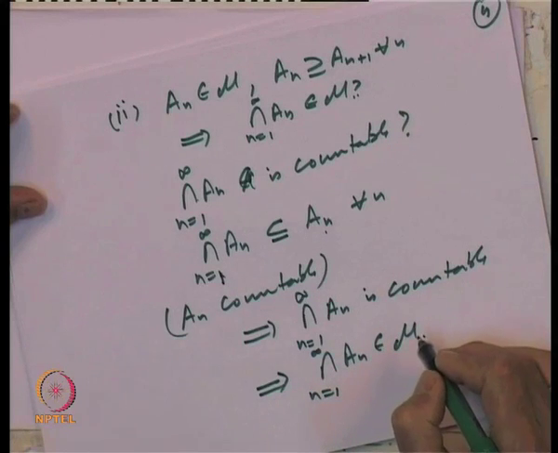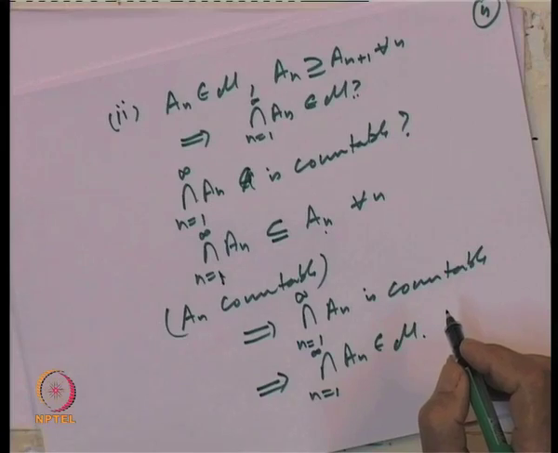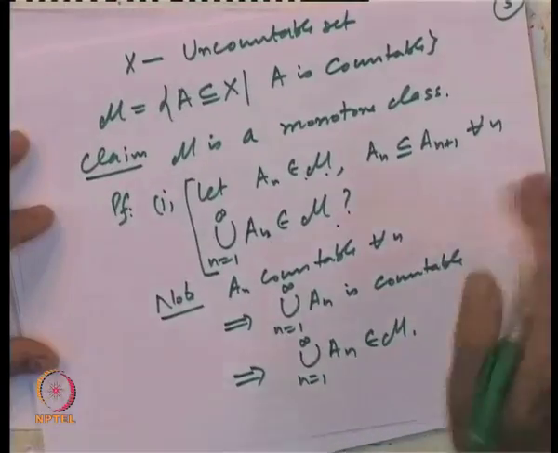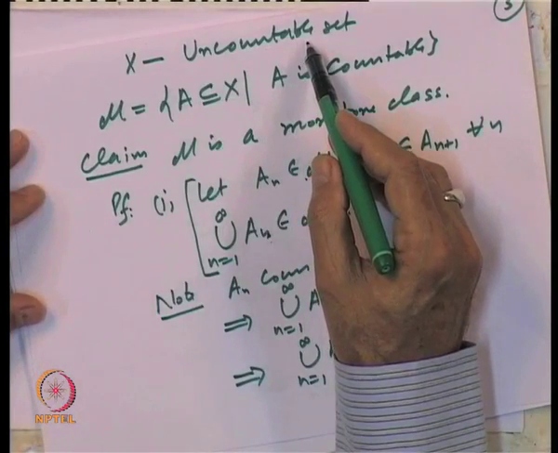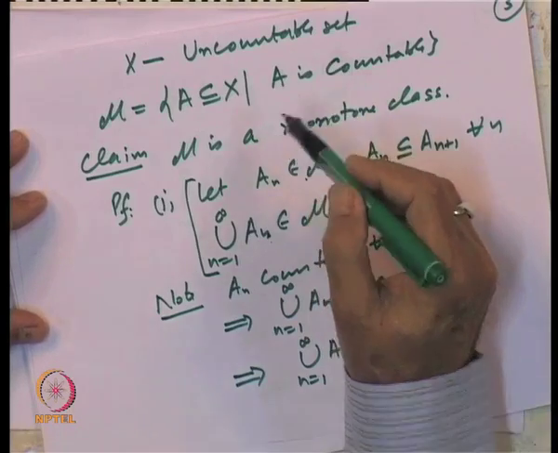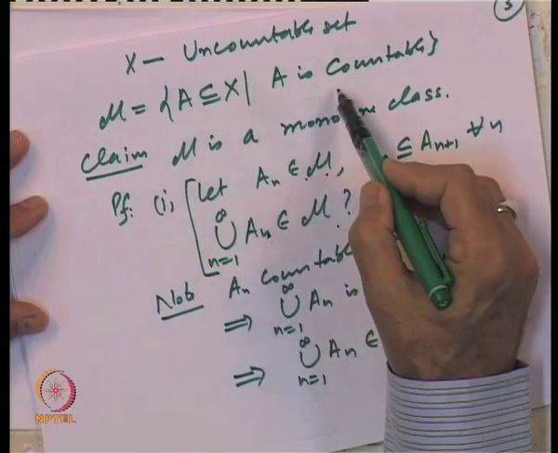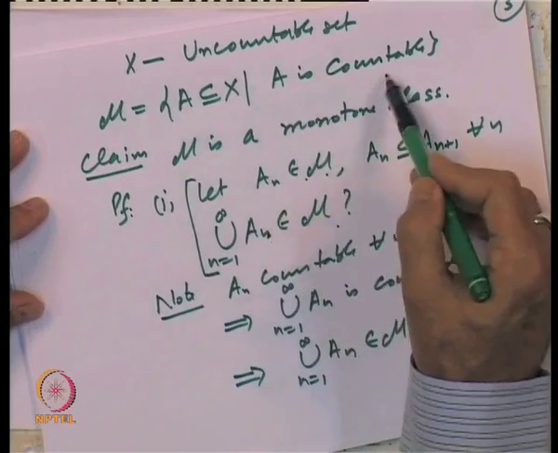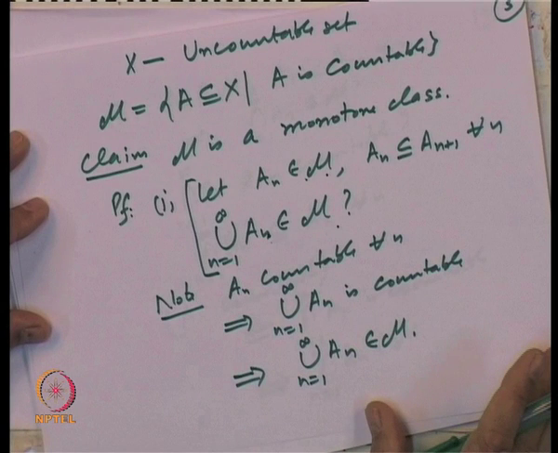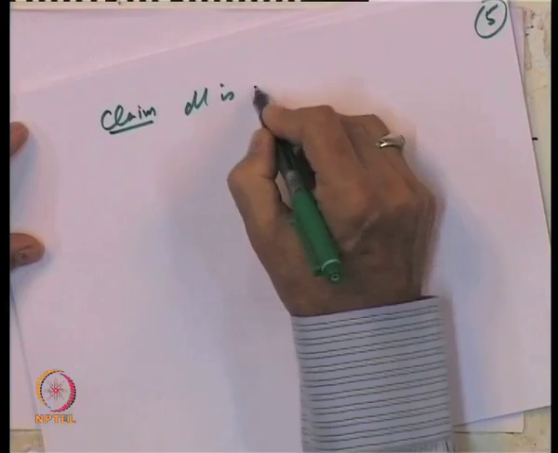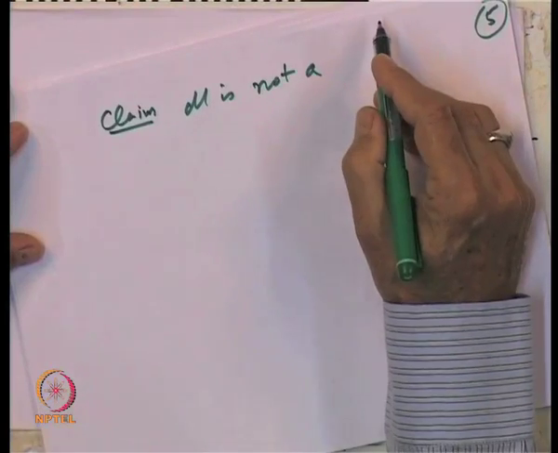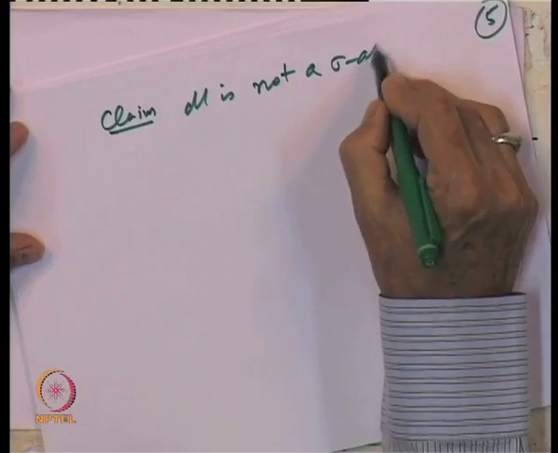and hence the intersection of A_n belongs to M. So, we have shown that if X is a countable or uncountable set, it does not matter actually. So far we have not used the fact that it is an uncountable set. If M is the collection of all countable subsets of a set X, then that forms a monotone class. Why is it not a sigma algebra? So, finally, we want to prove that M is not a sigma algebra.